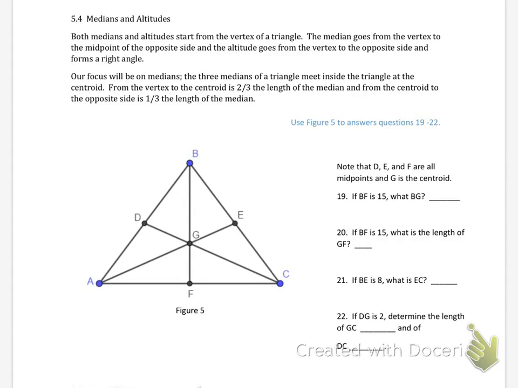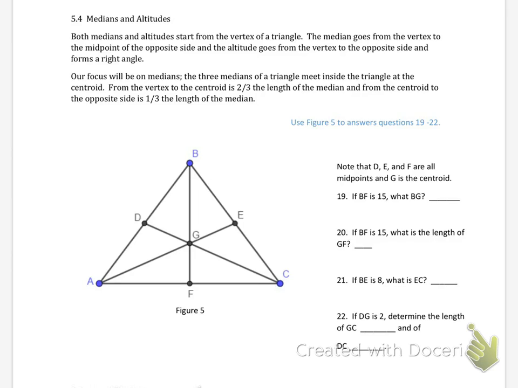Okay, in this video we're going to go over the Ryken Geometry Final information, and we'll cover sections 5.4 and 5.5. So 5.4 deals with medians and altitudes. Both medians and altitudes begin or start from the vertex of a triangle. So the vertex is the angles. These are vertices, or each one's a vertex. Okay, so that's where they start from.